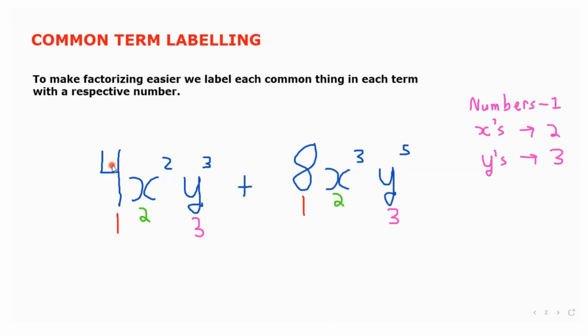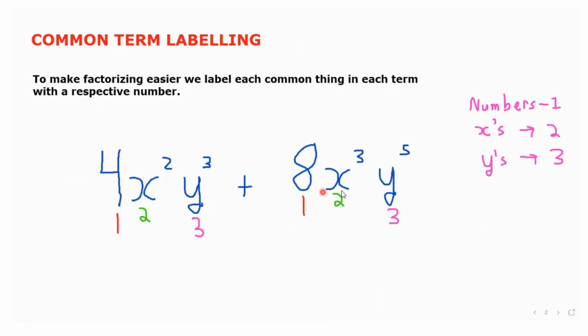So we have 4x squared y cubed plus 8x cubed y to the power of 5. You want to factorize this expression. For common term labeling, the numbers are separate parts. As a rule of thumb, it will always have a number, so the numbers will always be common. Okay, so don't worry about it. So 4 and 8, we'll label that as 1 because they are common.